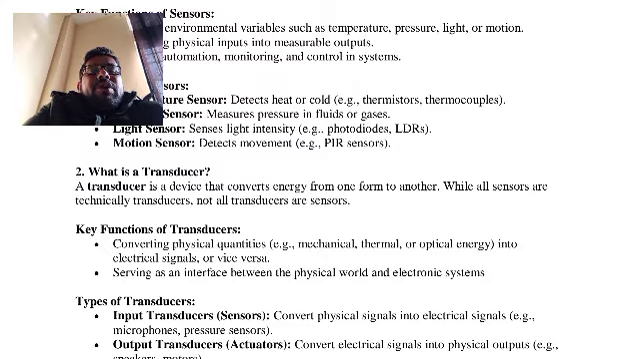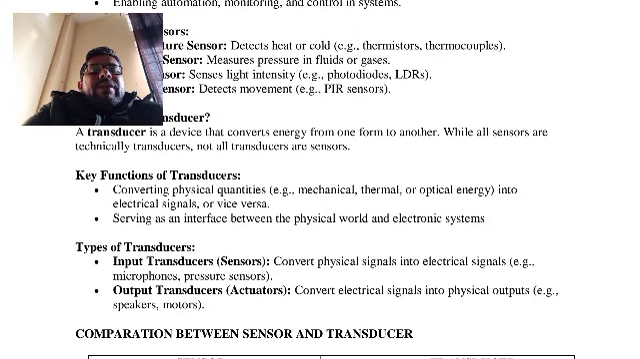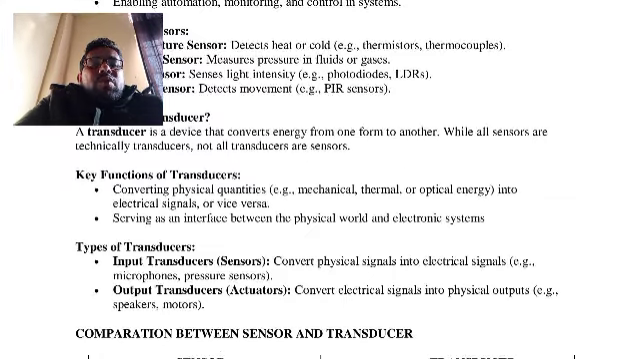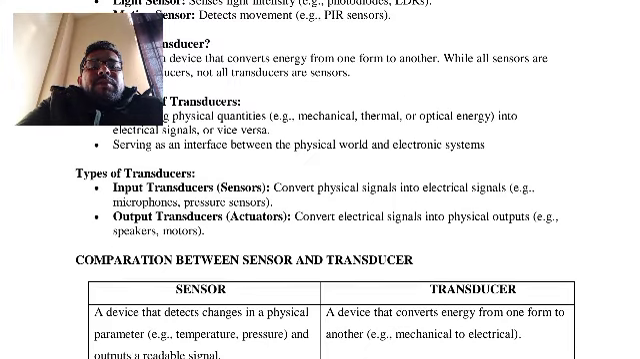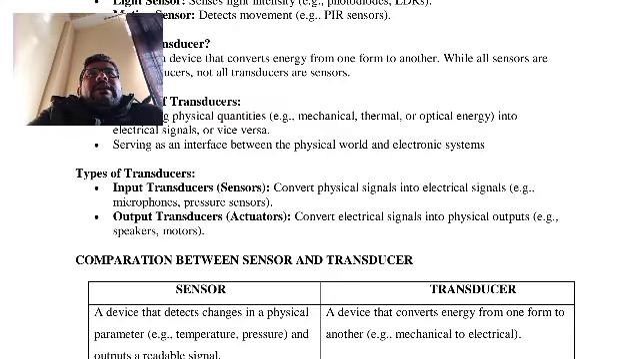One type of transducer is called an input transducer, which converts physical signals into electrical signals. Suppose we talk about microphones and pressure sensors. These are input transducers. And output transducers convert electrical signals into physical signals. Suppose a speaker and a motor are output transducers. Now we can also discuss the difference between sensors and transducers.